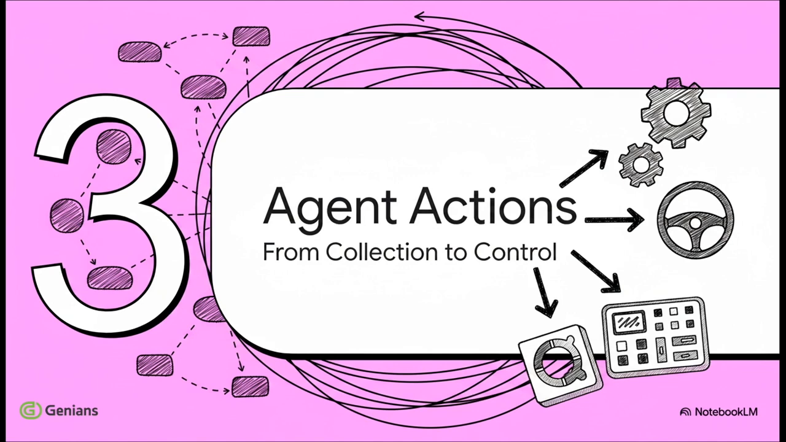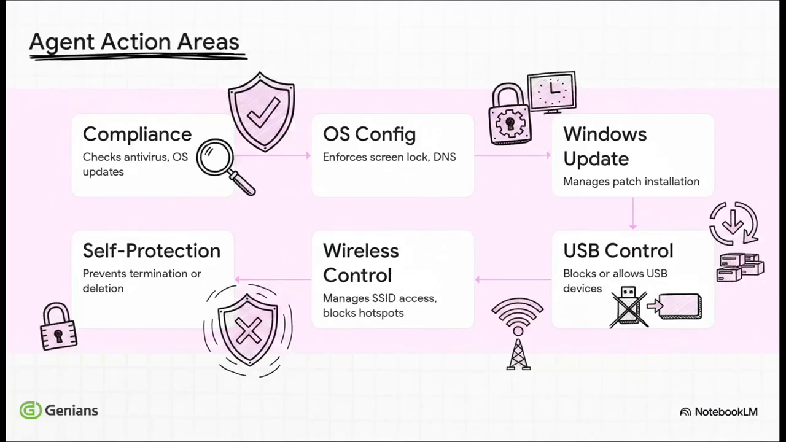Access to that internal endpoint data is what lets the agent move from collecting information to controlling the endpoint based on policy. The agent's actions fall into 6 categories. Security compliance, which checks things like AV status. OS configuration, for screen lock and firewalls. Windows Update Management. USB device control, wireless LAN control, and finally self-protection to prevent tampering.